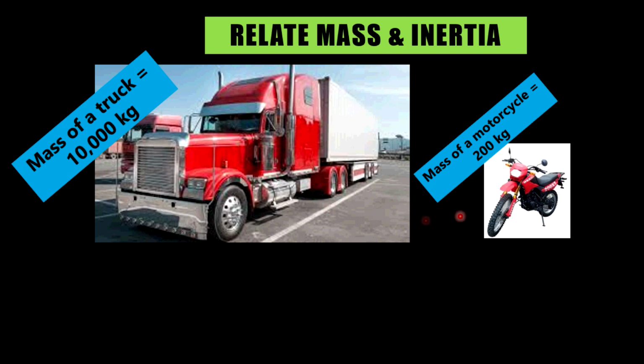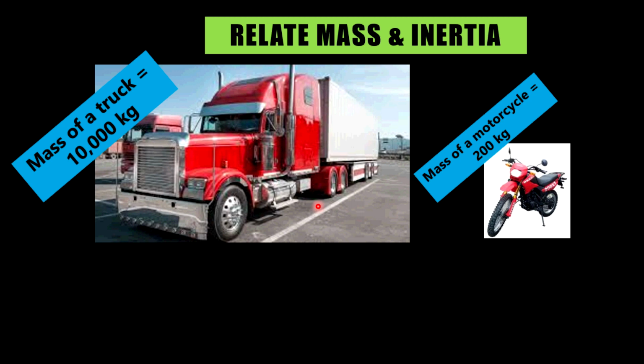Second situation, if both vehicles are moving at high speed and suddenly need to stop, which one will be harder to stop? Yes, again, the truck will be harder to stop compared to the motorbike. The harder the object is to move, the bigger the inertia. The harder the object is to stop, the bigger the inertia. So in this case, we say that the truck has bigger inertia compared to the motorbike.